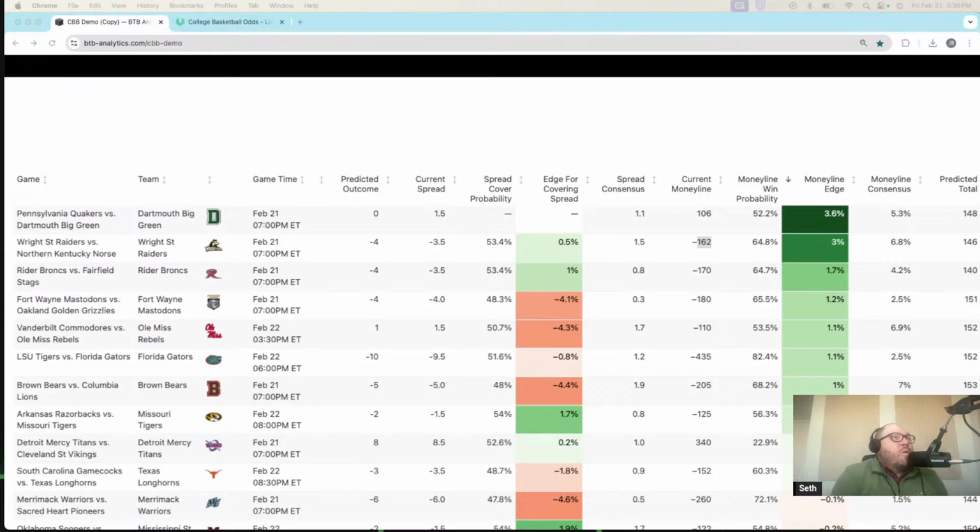Any chance IU makes the tournament? I don't know. Yeah, there's a chance. It's not non-zero, no doubt about it. WVU. What do you think is the best Big 12 team?